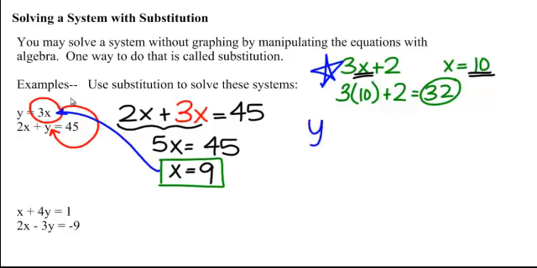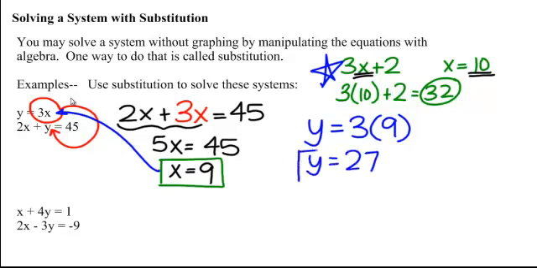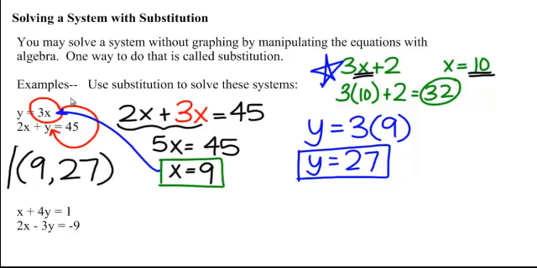This tells me that y equals 3 times whatever x is. In this case, I found that x was 9. So if I multiply these together, I end up with y being 27. And now to turn this into an answer, we want to write it just like we wrote the answer to the graph. You put it in an ordered pair. (9, 27) is the answer to this system. If we were to graph those two equations, that's where they would cross.